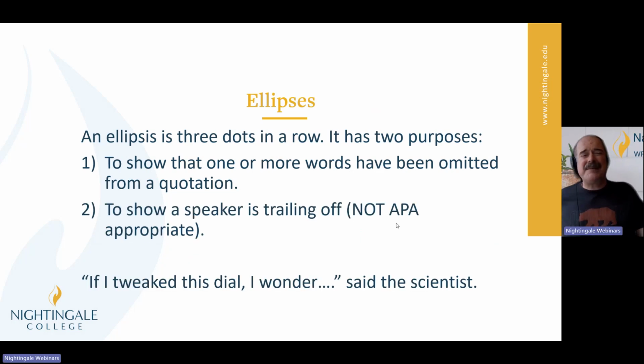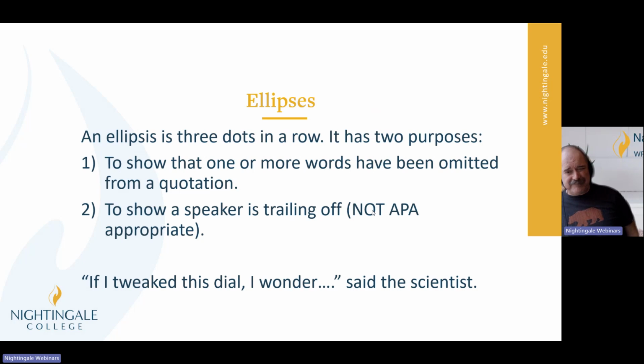Now, the other purpose of an ellipsis is not something we would find in APA, and that is to show a speaker is trailing off. "I wonder why... I don't know." The scientist was talking to herself and just trailed off. This is something that you will see in novels and other narrative writing a fair bit, but it has no place in academic writing. So you're only going to be using it for those omissions from a quotation.